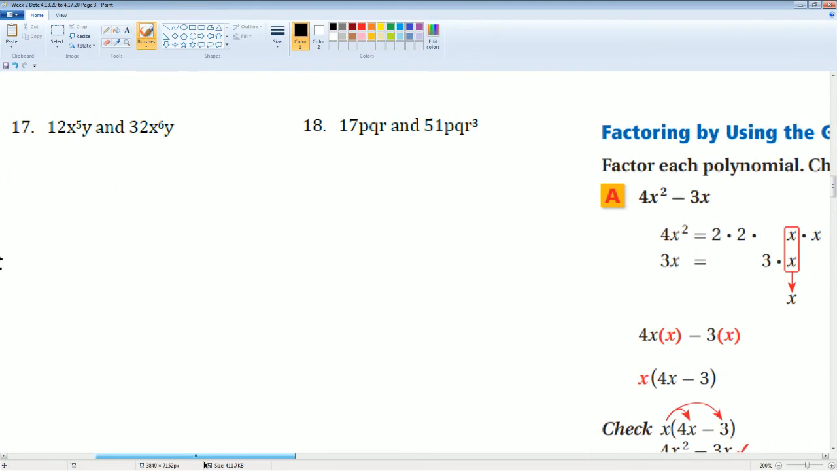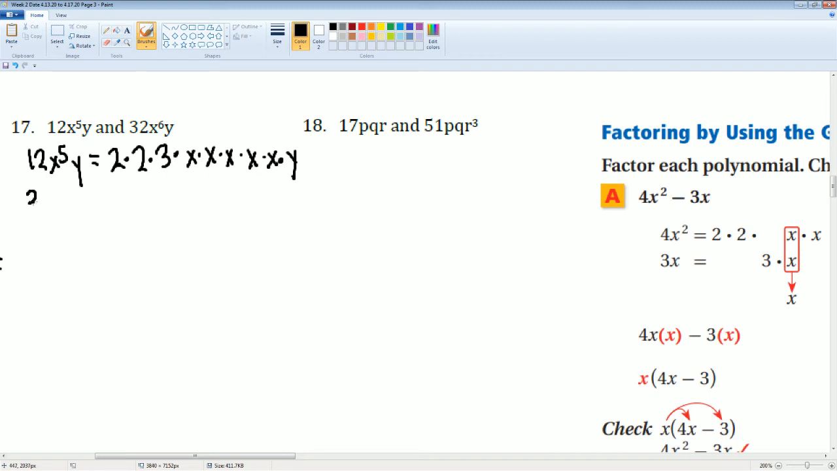We're going to repeat for 17. So 12x to the 5th y. Okay. That's going to be equal to, we can do 2 times, what makes that 2 times 2? 2 times 2 is 4 times 3. That makes 12, right? Good. Then we have 5 x's, 2, 3, 4, 5, and 1 y.